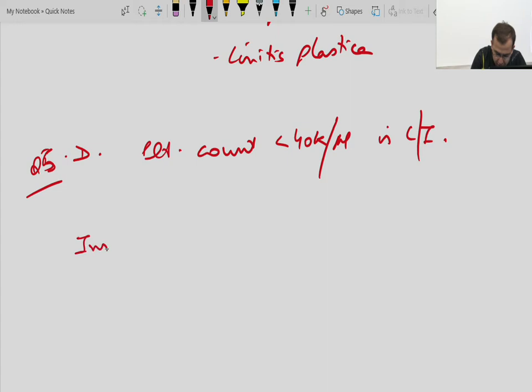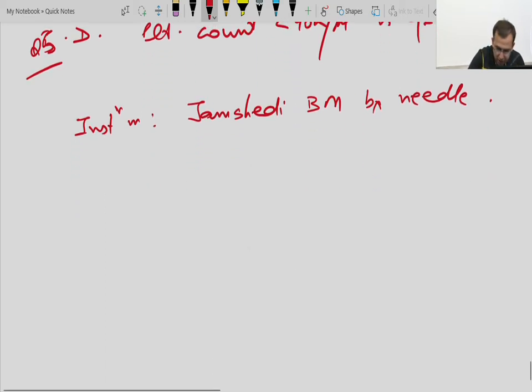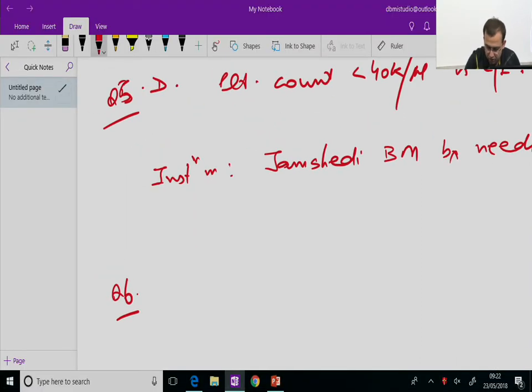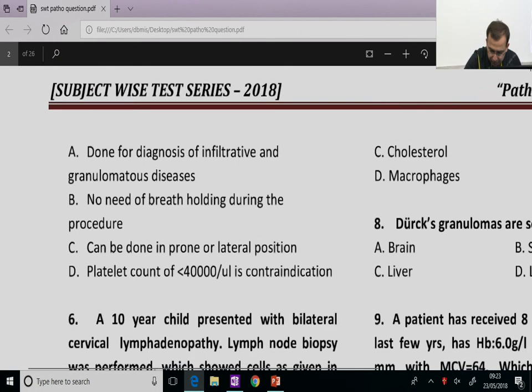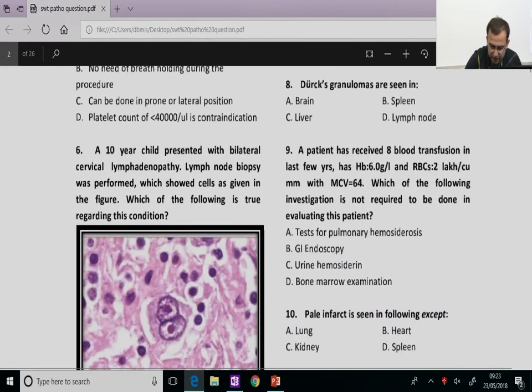So the instrument that was shown was a Jamshedi bone marrow biopsy needle. Rest we have already discussed. Next, this gets us to the next question, that is question number 6.